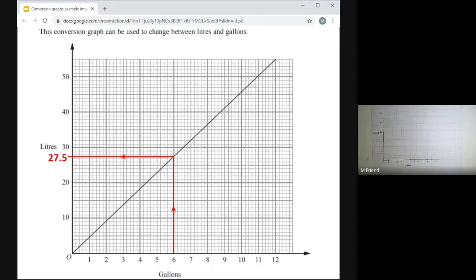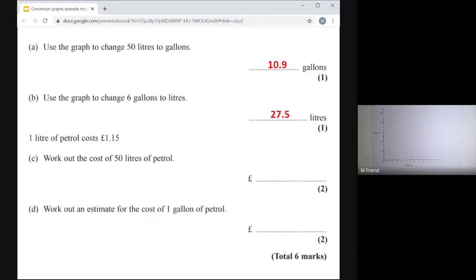You don't have to agree exactly. When you draw your lines, you might get 28, or you might get 27, or you might be slightly different. You try to be as accurate as you can. But when you're doing these graphs, you're expected to get within a certain accuracy. You're not expected to get the exact answer. That would be asking too much. So 27.5 is my answer there.